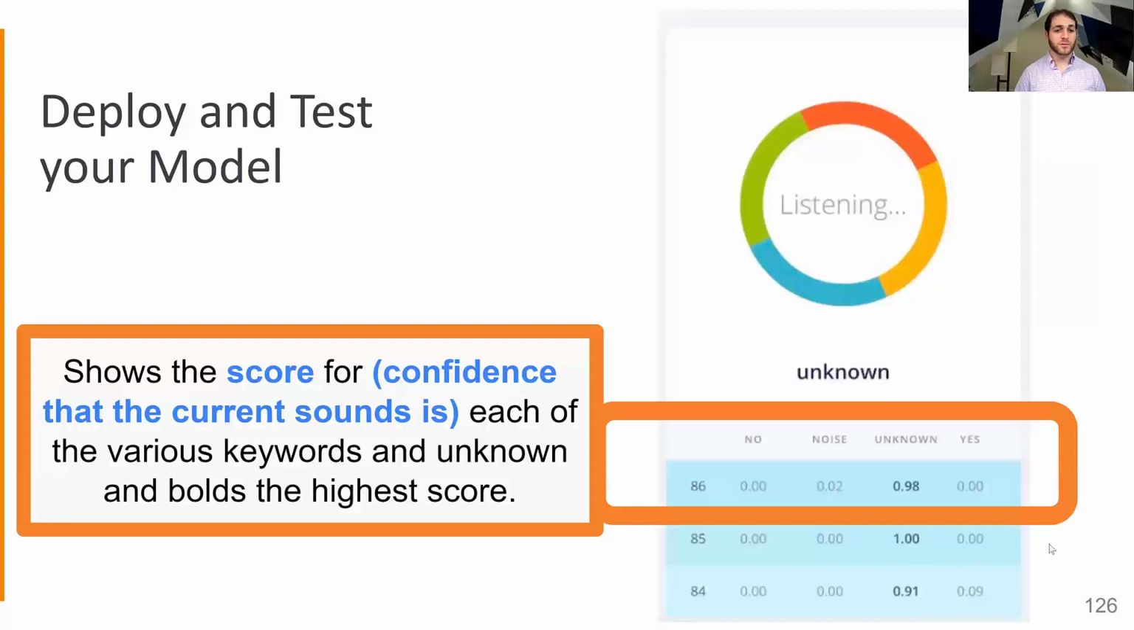So zoom in there a little bit to make it easier. These are the confidence that the current sound is these various things. And the highest one's in bold, and the highest one will actually show up here. It'll say currently, I think this is an unknown word as you're talking to it. So this is how you can test it out on your phone.